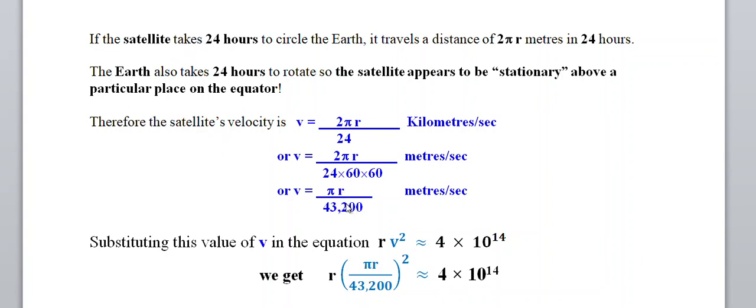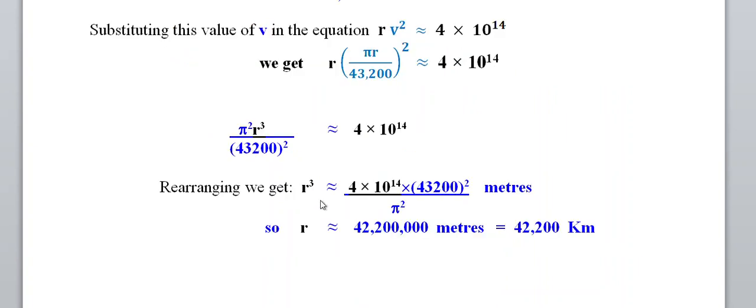it comes to this. And substituting this value of v into rv squared equals 4 times 10 to the 14, we get this equals 4 times 10 to the 14. Then we get an r cubed in here, and finally r cubed equals this number here. Now it so happens that the distance of the satellite is about 42,200 kilometers from the center of the Earth.